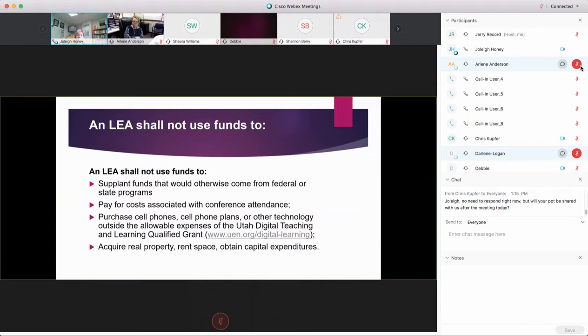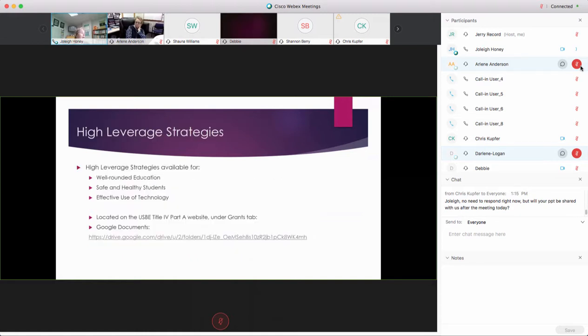Please don't buy cars, acquire real property, rent space, or obtain capital expenditures. This is pretty consistent across ESSA in general. So thinking about what you know for Title I, if you are allowed to use it in Title I, then that's great. You could use it here as well. If you're not allowed to use it in Title I, then you would not be allowed to use those funds likewise here.